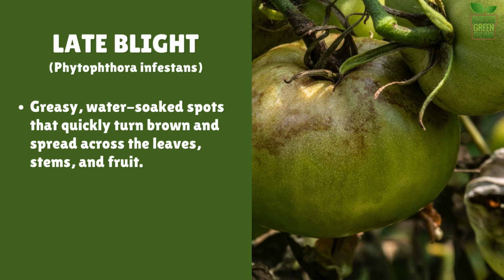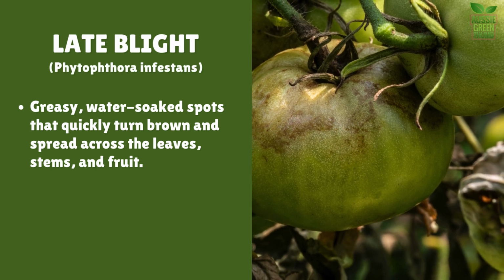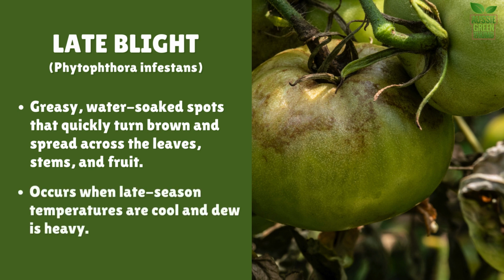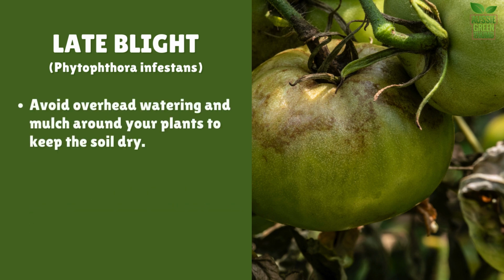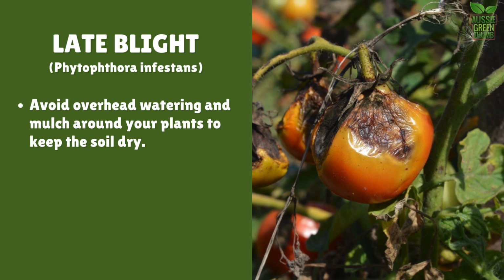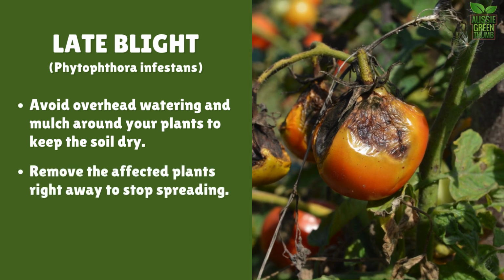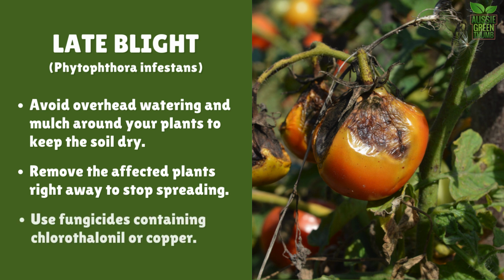Watch out for greasy, water-soaked spots that quickly turn brown and spread across the leaves, stems, and fruit. This could be a sign of late blight. This disease usually occurs when late season temperatures are cool and dew is heavy. To prevent it, choose disease-resistant varieties, avoid overhead watering, and mulch around your plants to keep the soil dry. If you spot an infection, remove the affected plants right away to stop it from spreading. You can also use fungicides containing chlorothalonil or copper to prevent further outbreaks.